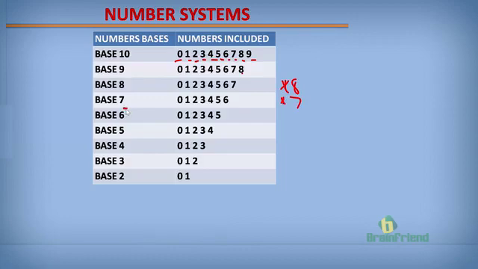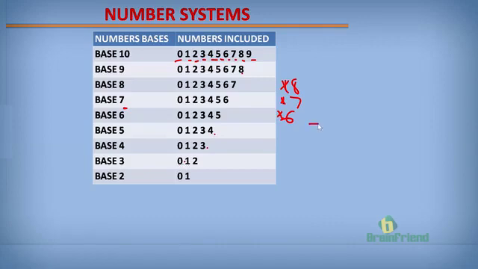For base 6, we have 0 to 5 and it stops at 5. There is no 6 in a base 6 number. And the same goes for base 5. It stops at 4. There is no 5. For base 4, it all stops at 3. For base 3, we have 0, 1, and 2. And a number in base 2 has only 2 numbers, 0 and 1.